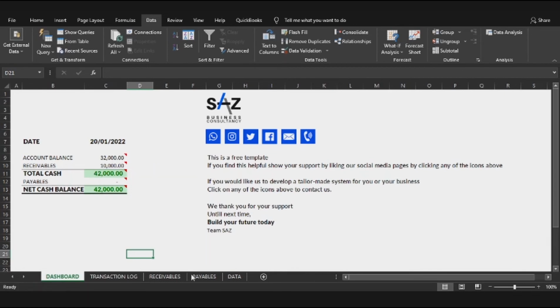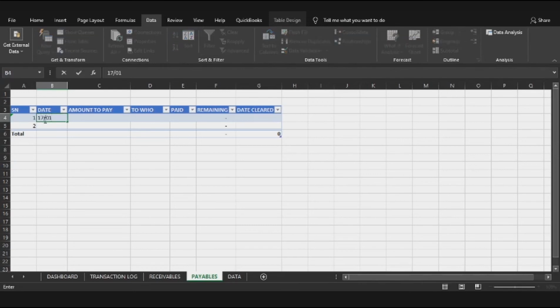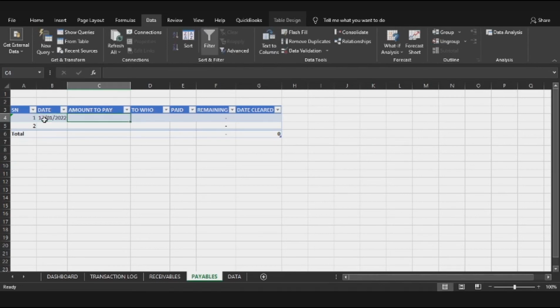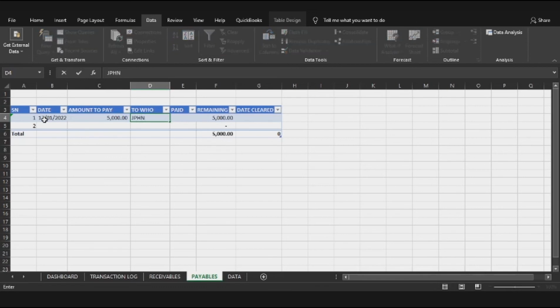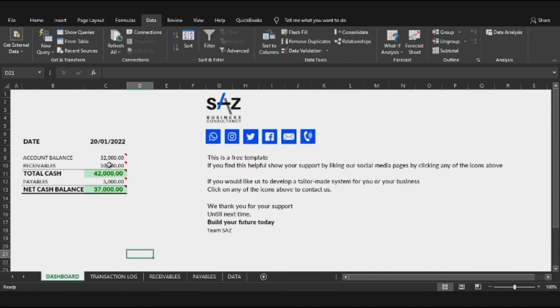But of course, there are also the payables. So let's go to the payables. You just fill them the same way. So I would say on the 17th of January 2022, I was supposed to pay somebody, and I was supposed to pay them 5,000. And who is this person? We'll just go with John. I misspelled that, John. And I haven't paid anything, so I'm supposed to pay him 5,000. And now if we go back to the dashboard, it will have calculated all this and given you your net cash balance. If you have any question, of course, you can always hit us up by clicking any of these icons, and we'll be sure to help you.